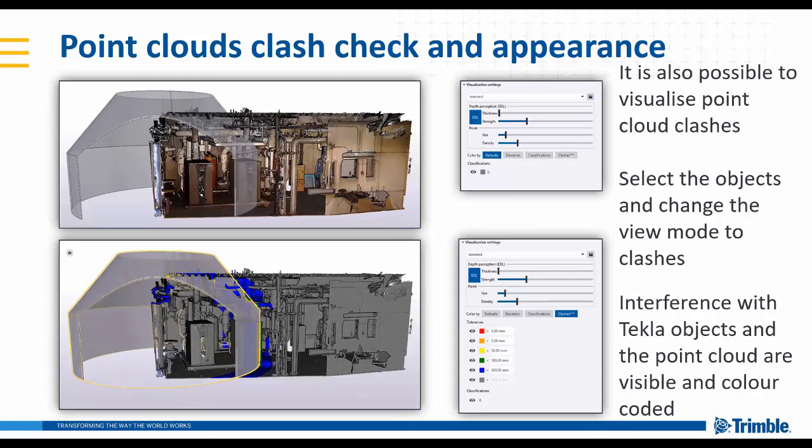It's also possible to visualize point cloud clashes. So if you put a point cloud within the model and it clashes on a Tekla object, then it will color code and identify that for you. And you can also have different height levels to identify the point cloud by colorization as well.